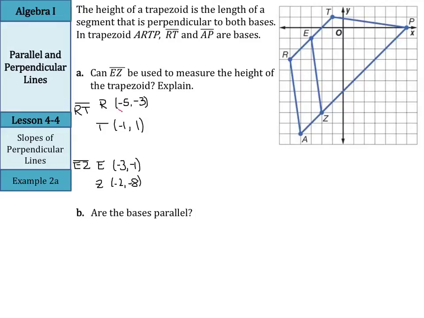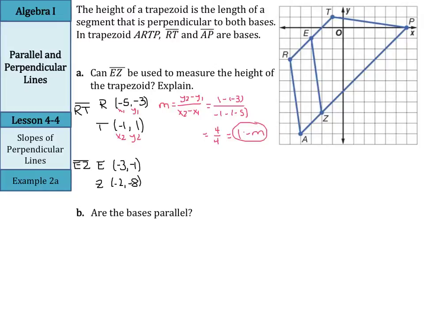Now if I go to calculate my slopes, I can label my x1, y1, and my x2, y2. And using our slope formula, m equals y2 minus y1 over x2 minus x1. Our y2 is 1 minus -3 over -1 minus -5. Well, this simplifies into 4 over 4, which is just 1. So the slope of RT is 1.